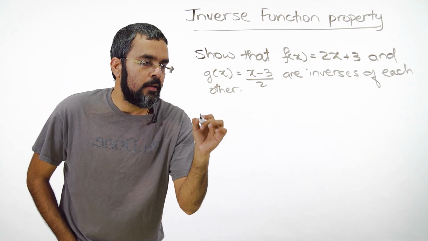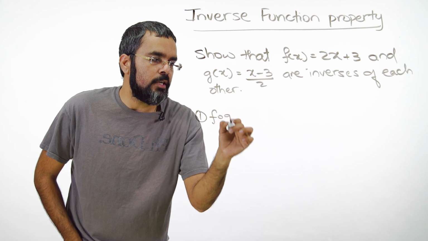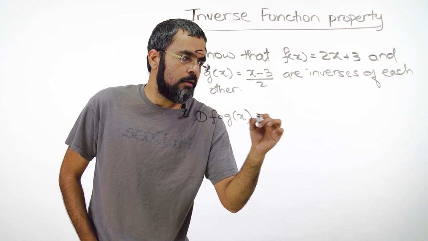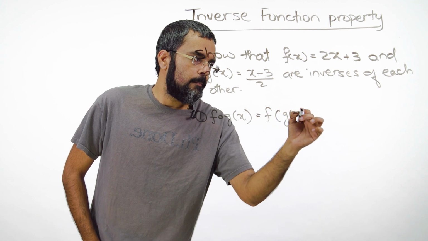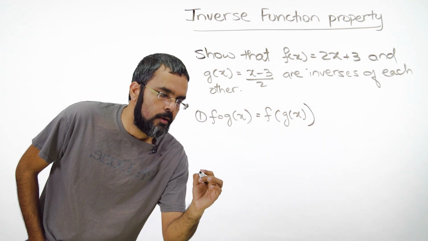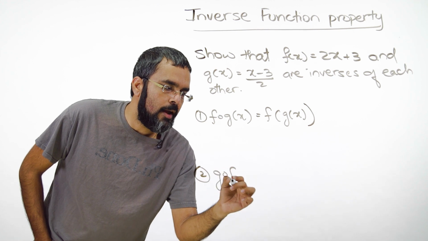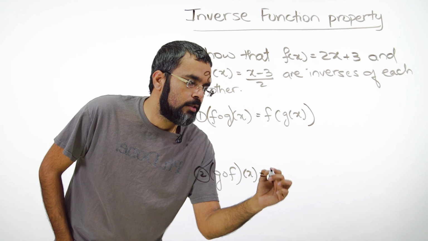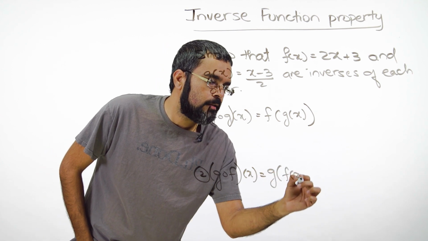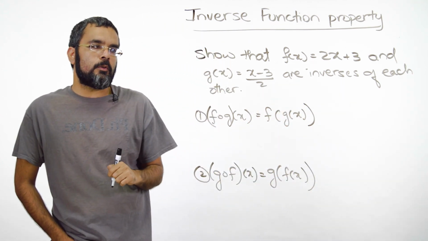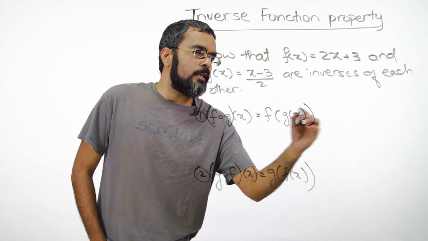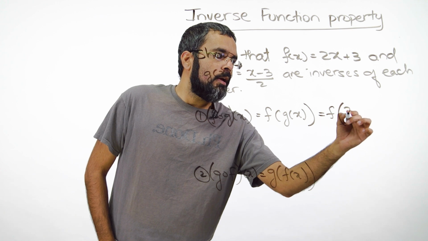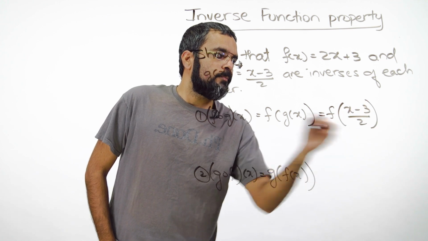So I know that f o g of x, and g o f of x, which is g of f of x, both of these should come out to be equal to x. So do they? Well, let's see. F of g of x, I'm going to plug in g of x, so this is going to give me f of (x minus 3) over 2.